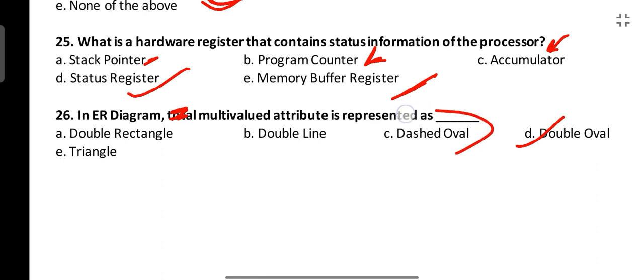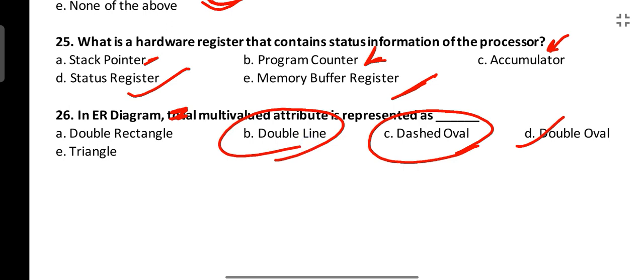So what is this dashed oval? Dashed oval is used for derived attribute. What are derived attributes? Attributes which can be derived from other given attributes. For example, age. If we know the date of birth of any person, we can derive age. So age can be considered a derived attribute, and it is represented in ER diagram as dashed oval.